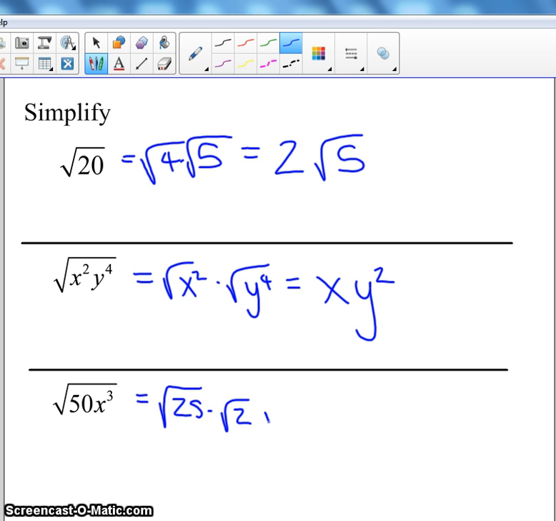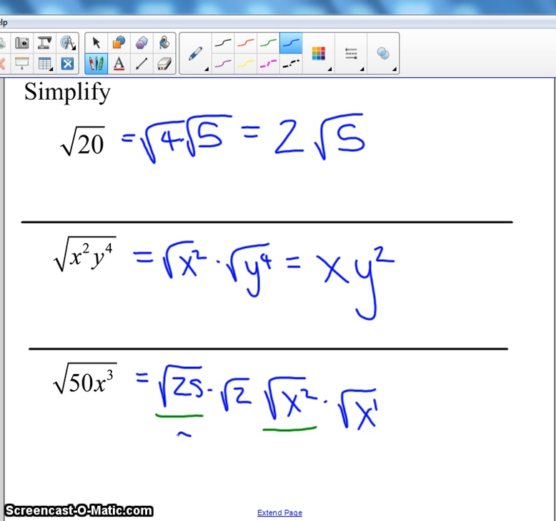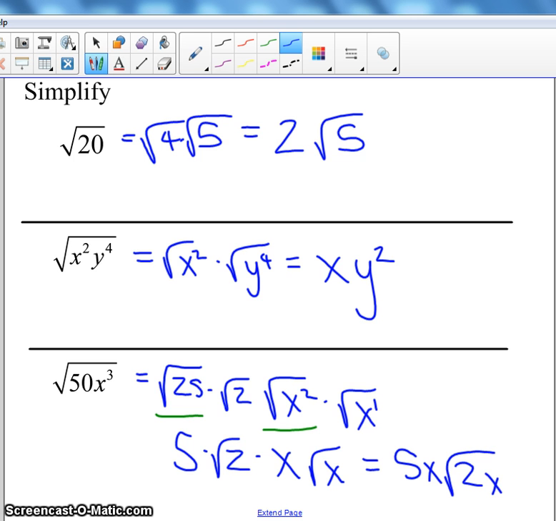I'll rewrite x to the third as x squared times x, because we learned that 2 plus 1 will give me the 3. So looking here, I've just made this into 2 perfect squares. The square root of 25 is 5. I cannot square root the 2, but I can square root x squared to give me x, and I cannot square root the x. We can now multiply the outside numbers together and get 5x, and multiply the inside numbers to get 2x.